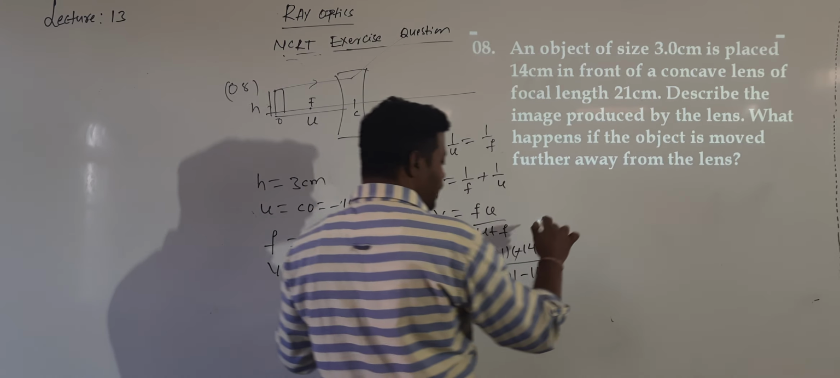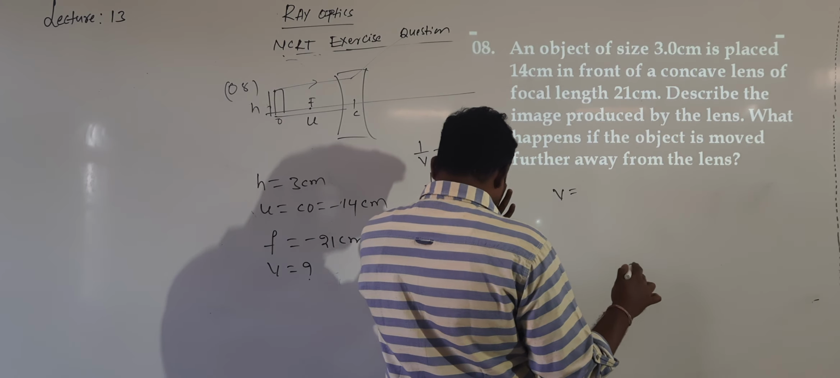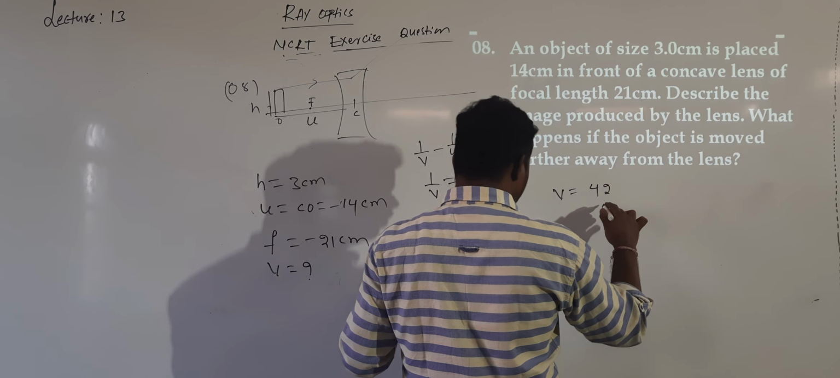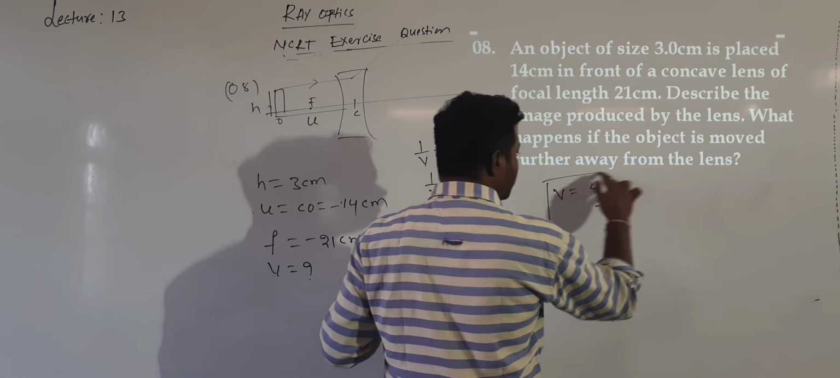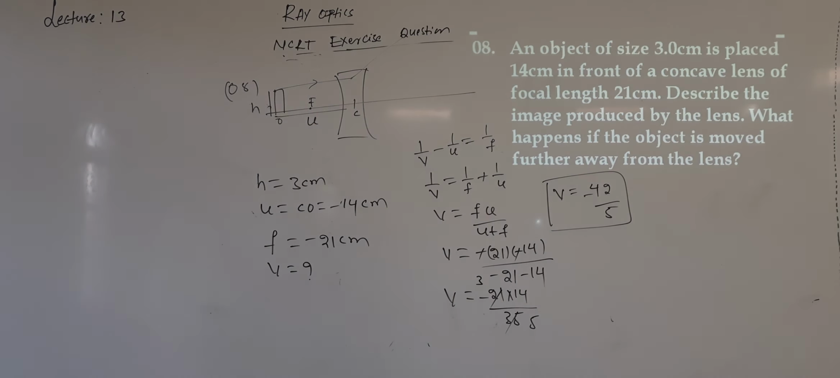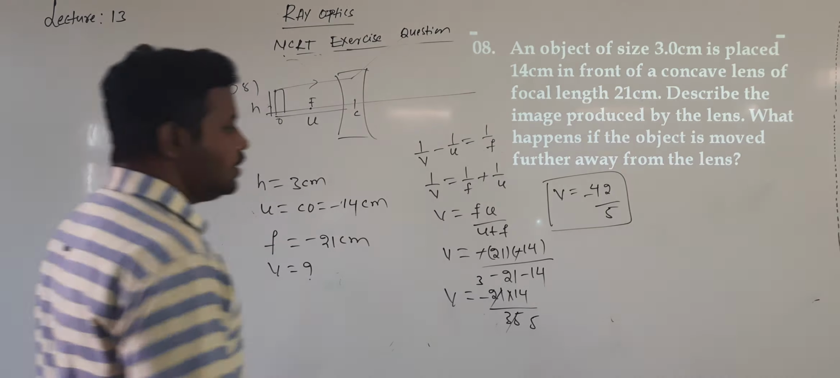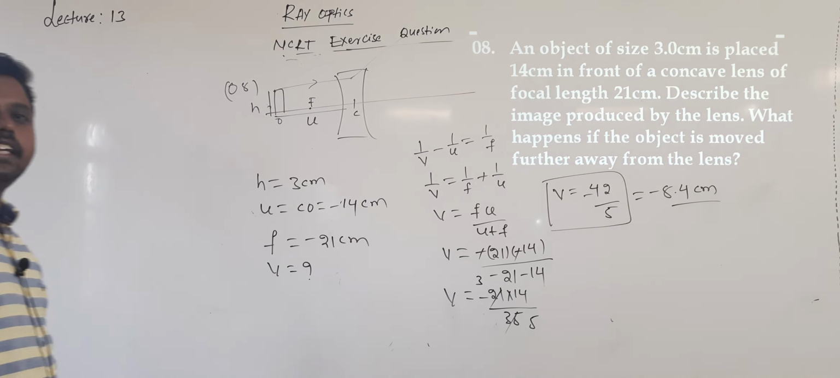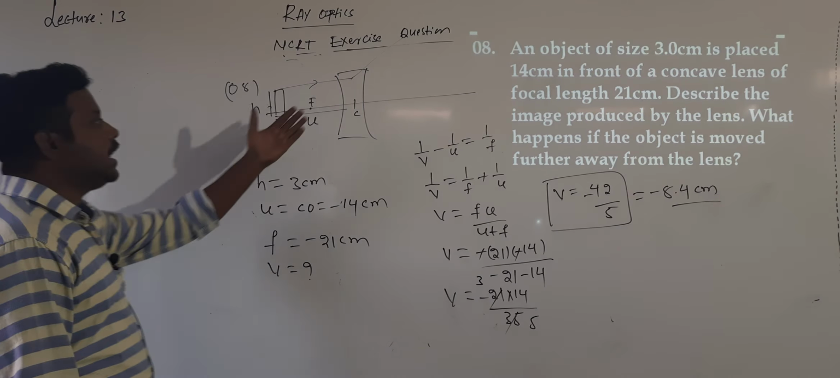So what will I get as the answer for V? V value is equal to 14 into 3, 1 is there, 3 ones are 3, so 42 divided by 5, with the minus sign. So the image distance is minus 42 by 5, which is minus 8.4 centimeters. Understood? The minus sign is indicating that the image will be formed on the same side of the object.